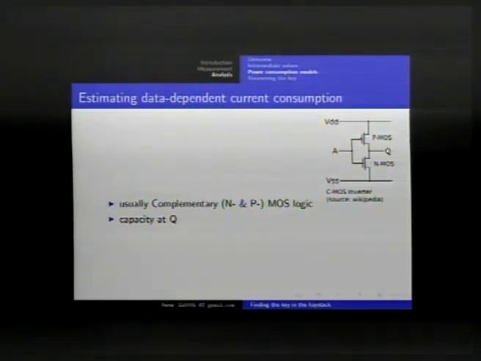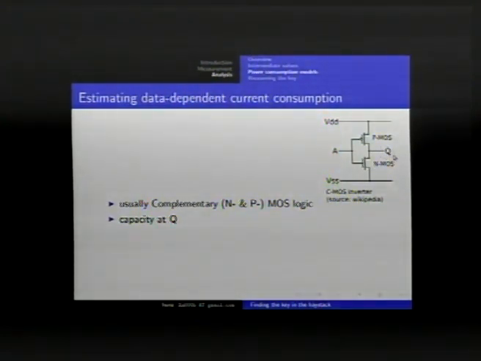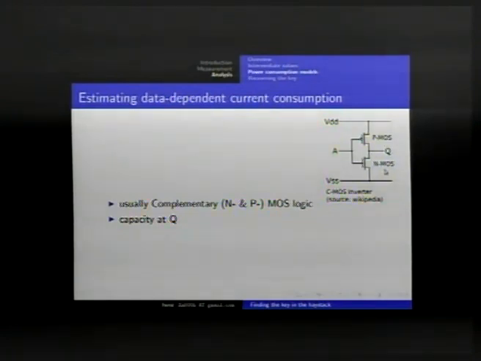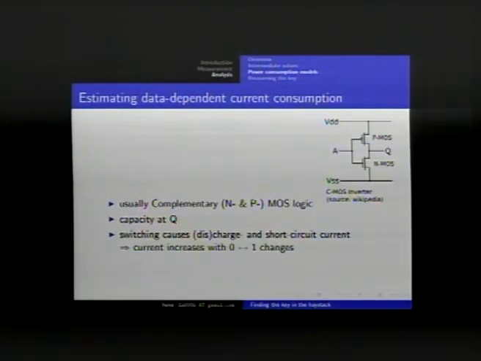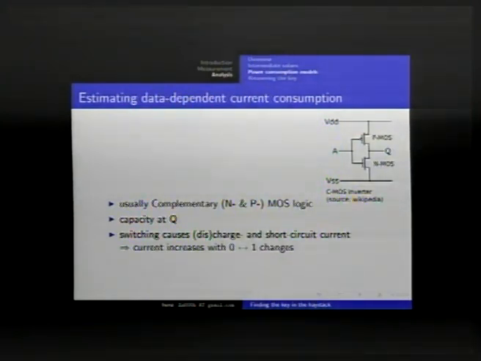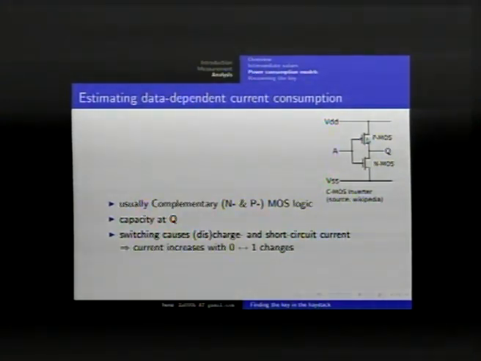Here we have a CMOS logic inverter with input and output and two gates. This is complementary logic, so we have a PMOS and an NMOS, and we have some capacitance at the output because there are other gates and traces. So we will see current if the gates toggle. If the input changes, one of these gates will be charged and one will be discharged.